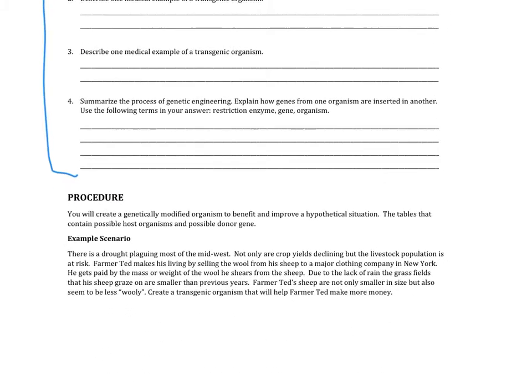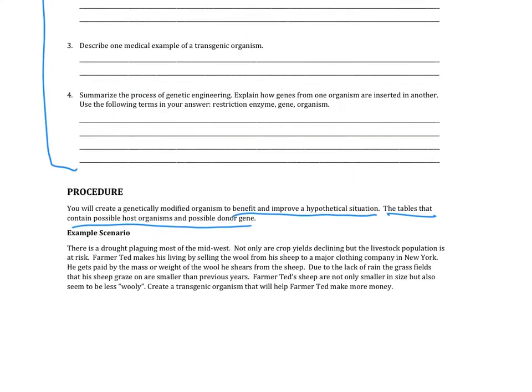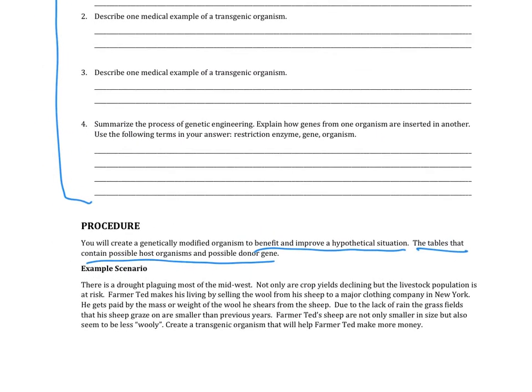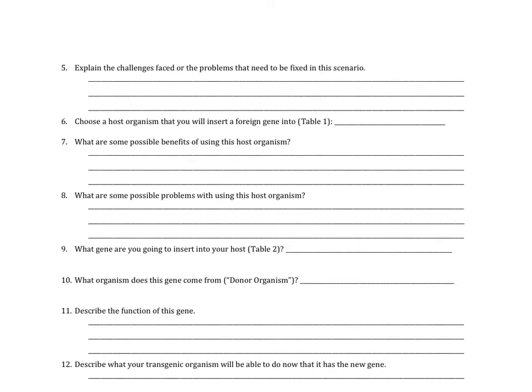So then procedure, you'll create a genetically modified organism to benefit and improve a hypothetical situation. The tables contain possible host organisms and a donor gene. So, you're going to want to read the example scenario back here to the first. All right, and then it's asking you some questions about this.